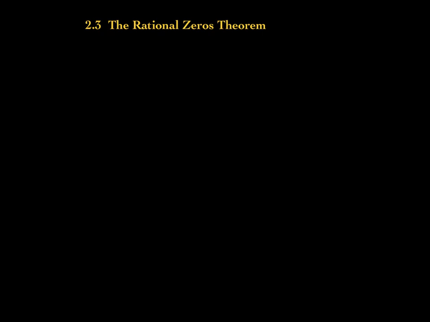Chapter 2, Section 3, the Rational Zeros Theorem. This is going to be a super helpful theorem for us when we're trying to find the zeros of a polynomial function.